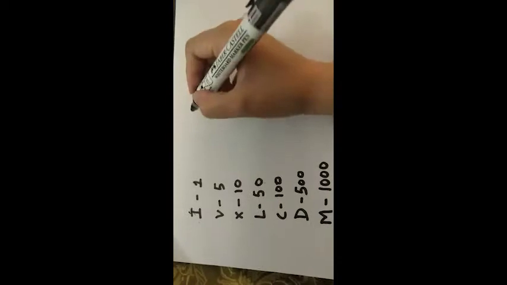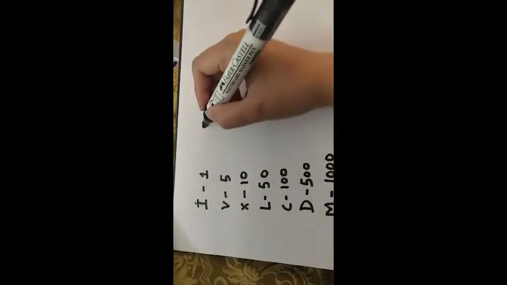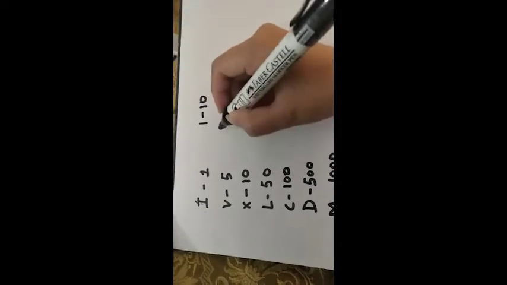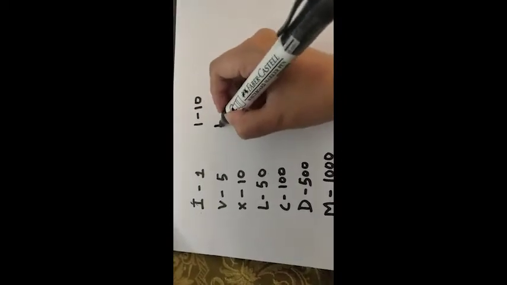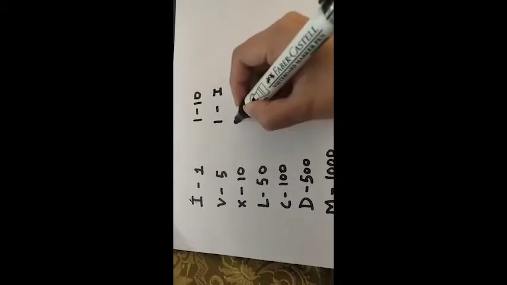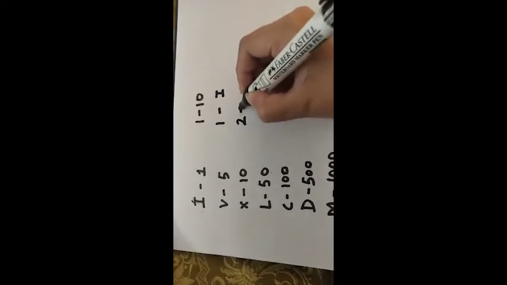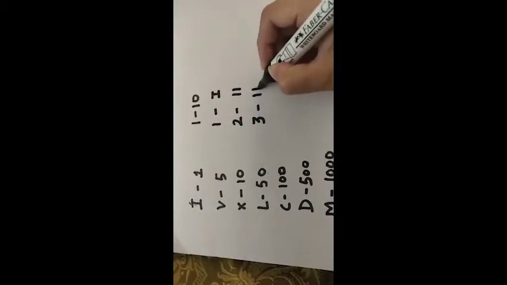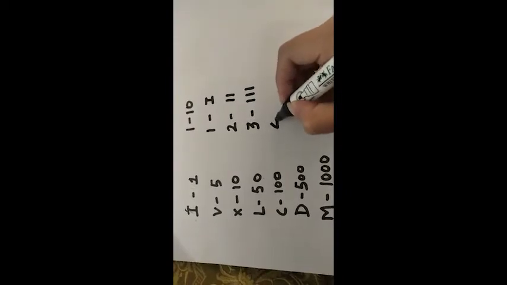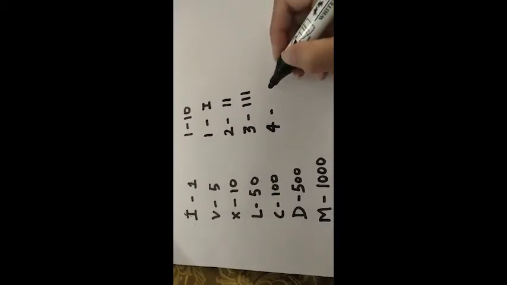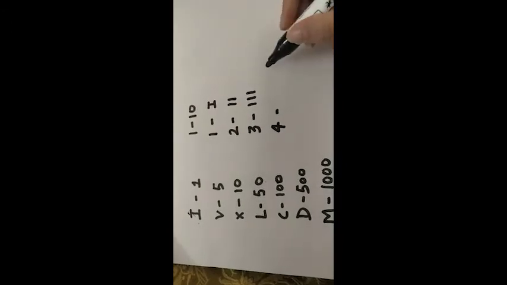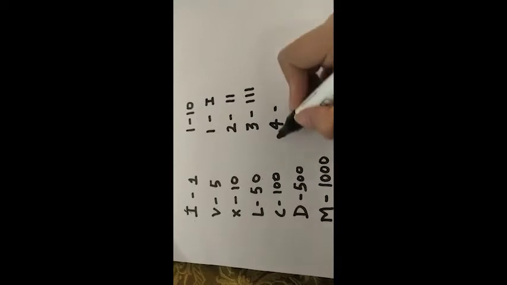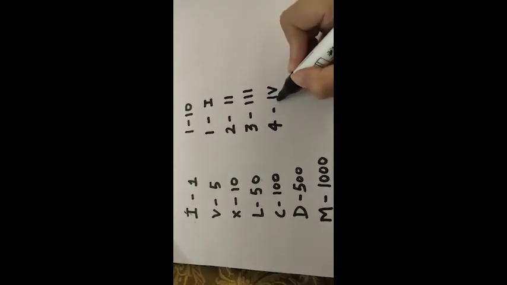Now, how do we write Roman numerals? If we want to write numbers from 1 to 10, this is the way to write it. 1 is simply I. For 2, put 2 I's. For 3, put 3 I's. And then 4. Now the first rule is we cannot repeat a symbol more than 3 times. As we cannot repeat I more than 3 times, we have to write it like this.